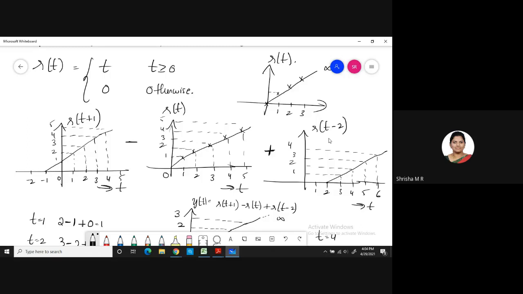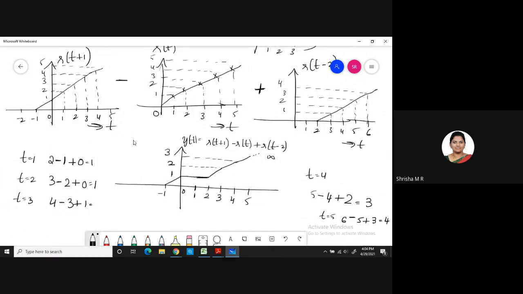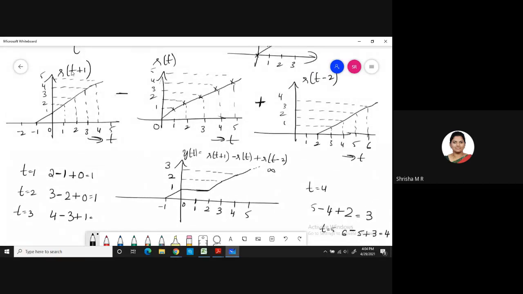So we have to plot r of t plus 1 minus r of t plus r of t minus 2. To make it easy, take the amplitudes at each instant. Check the amplitude at each instant and write it on the y-axis, so it will be easy. Evaluate from instant to instant: subtract r of t from r of t plus 1 and add r of t minus 2.